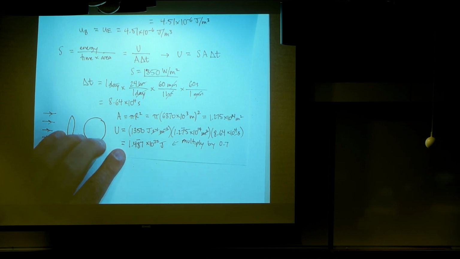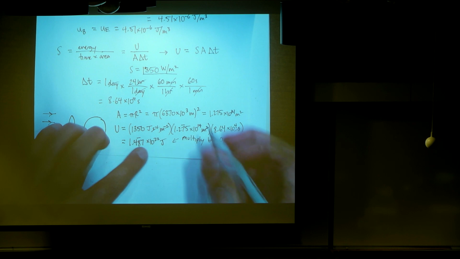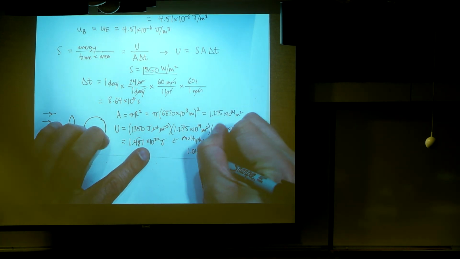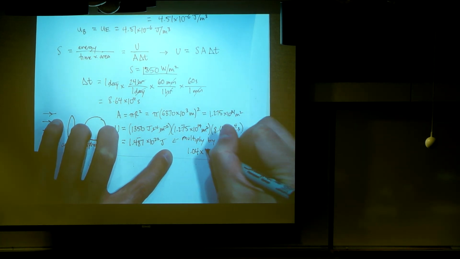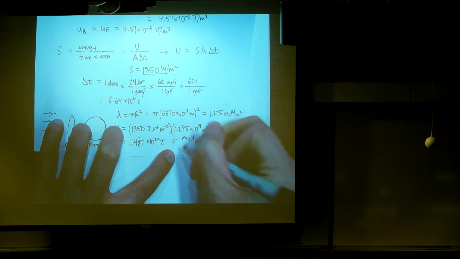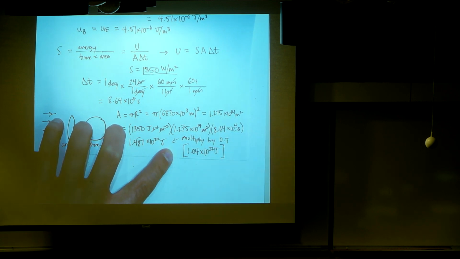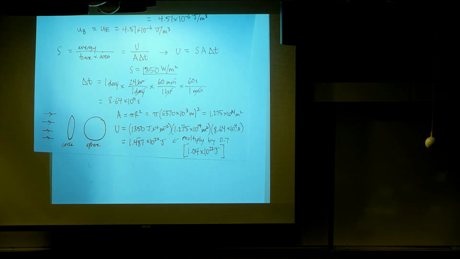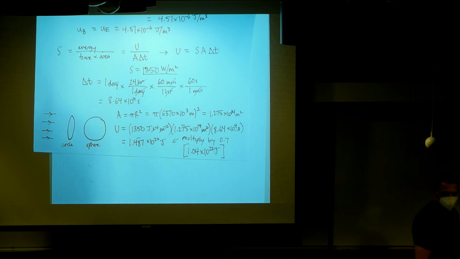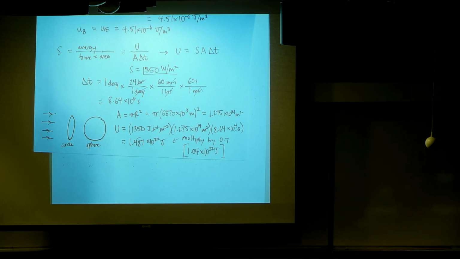So can someone do that last part? Just multiply that by 0.7. 1.04 times 10 to the 22 joules. That's what we get to play with each day as far as all of the life on Earth is concerned. That's where the energy is ultimately coming from, okay? So any questions on how we did this? All right.